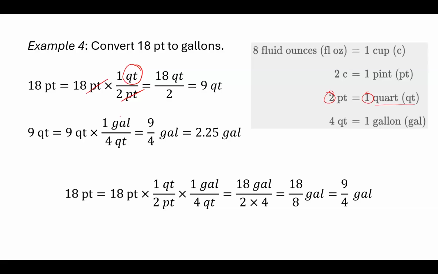Then I convert the quarts into gallons. Now I use the line below. I want to cancel the quarts, so I put the quarts on the bottom, and the new units, which I needed in gallons, I put on top. So now it's going to be another division, 9 times 1, which is 9 over 4. So my answer is 9 quarts, 9 over 4 gallons.